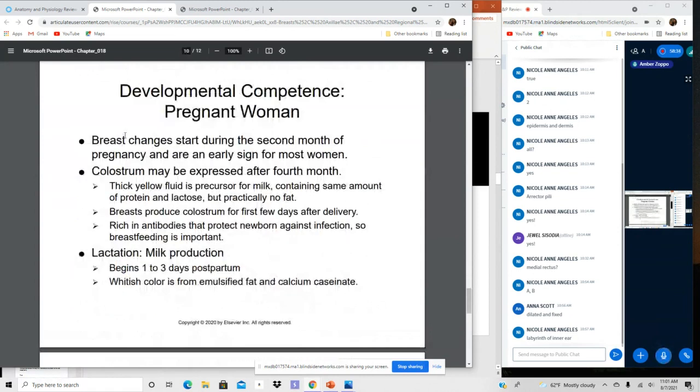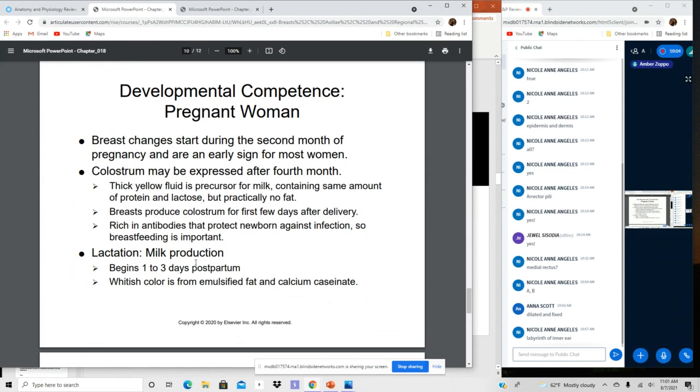Breast changes in pregnant women usually start at the 2nd month of pregnancy and are usually an early sign for most women. Colostrum may be expressed after the 4th month. Colostrum is a thick yellow fluid that is a precursor for milk, and it contains the same amount of protein and lactose, but practically no fat. Breasts produce colostrum for the first few days after delivery. It is rich in antibodies, and it protects the newborn against infection.